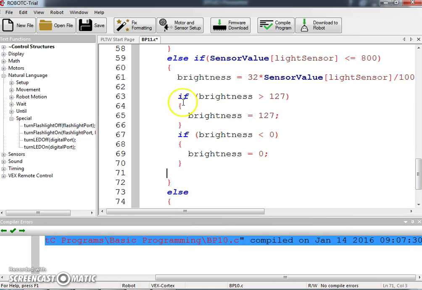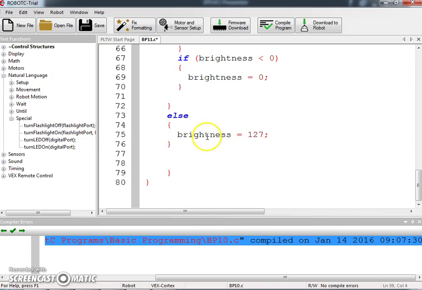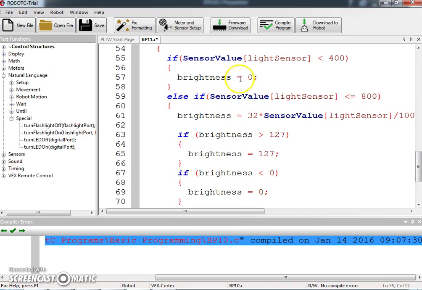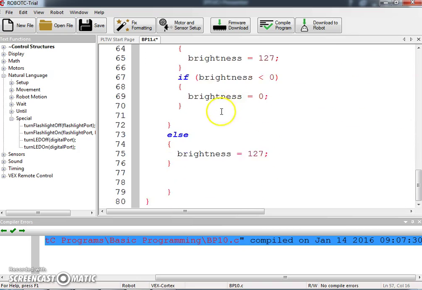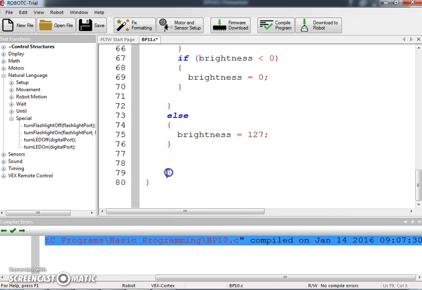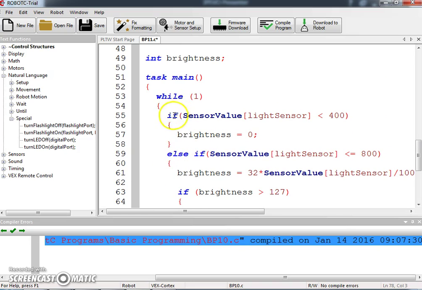So again, those two if statements are just inside of this else if. This is the only time we're concerned about brightness being above and below what it should be. This, we're just setting it equal to 127. This, we're setting it to the low value here. So now that we have this if else if statement, we now need to turn on the flashlight. So we will always be turning on the flashlight after this if.